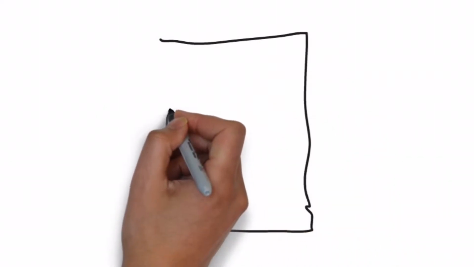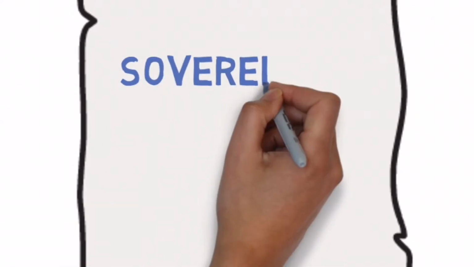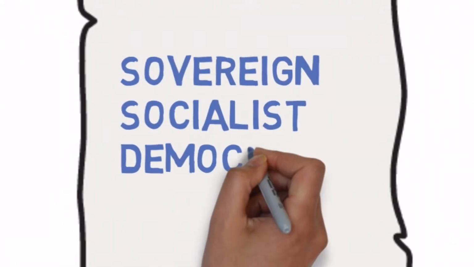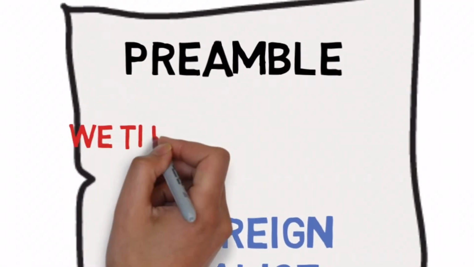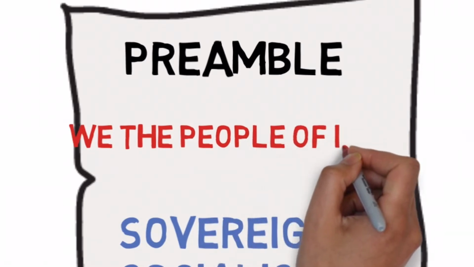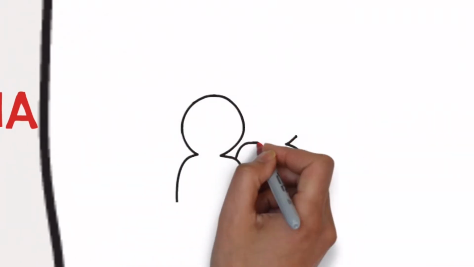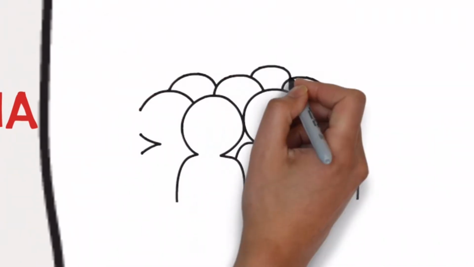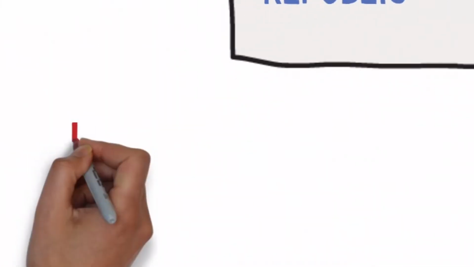The preamble is an introduction to the Constitution. It gives us, in a nutshell, what the makers of the Constitution visualized the country as: a sovereign, socialist, democratic republic. The preamble begins with the lines, "We the people of India," which shows that the common people are the source of power. The power of the government authorities is derived from the people. It is the people who have put them to power to take care and run the country.